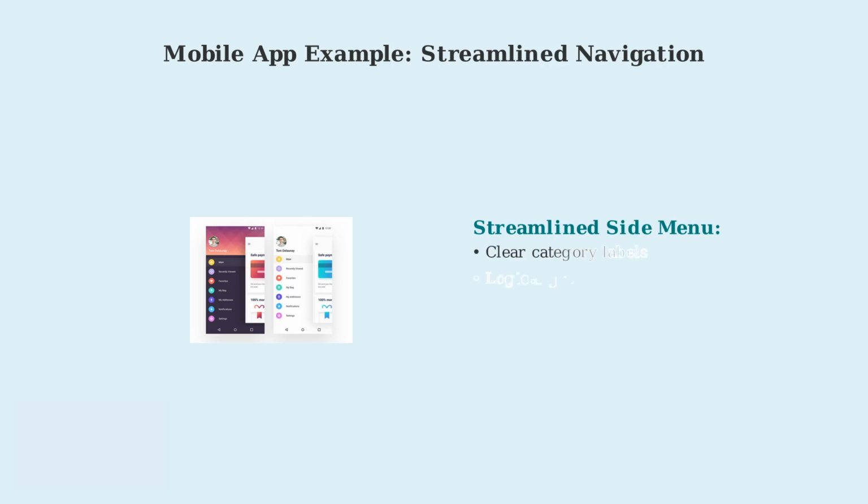Mobile apps with streamlined navigation make it effortless for users to find information and complete tasks. The key is creating an intuitive structure that guides users naturally through the interface. This mobile app demonstrates excellent streamlined navigation. The side menu organizes functions into clear categories like recently viewed, favorites, and settings. Notice how the user profile is positioned at the top for easy access, and only essential functions are included to avoid clutter.